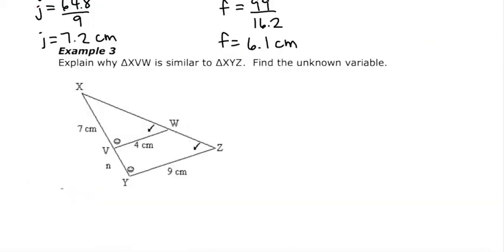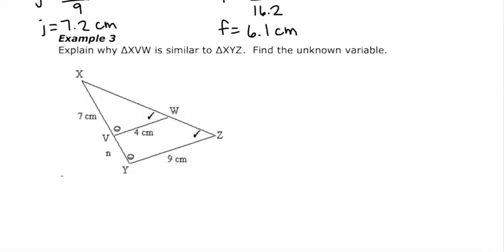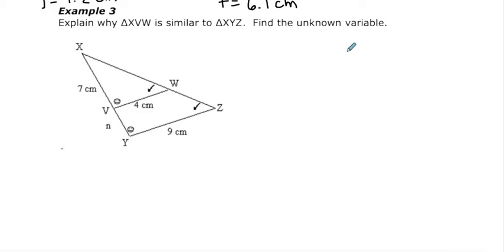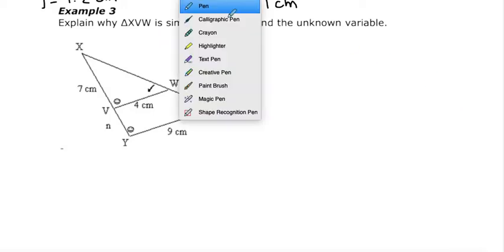Let's do one more example. In this example, I have 2 triangles. I want to show that these triangles are similar. And so sometimes it's difficult to see what the triangles are, especially when they're embedded into each other.